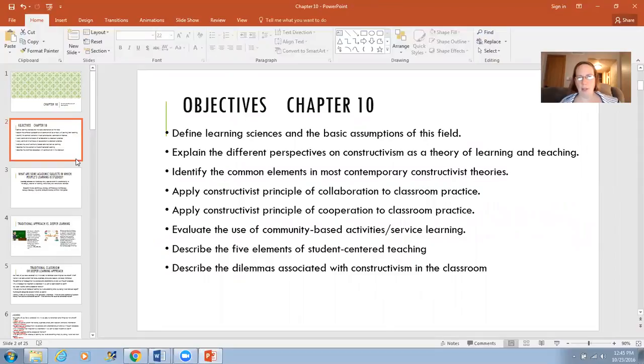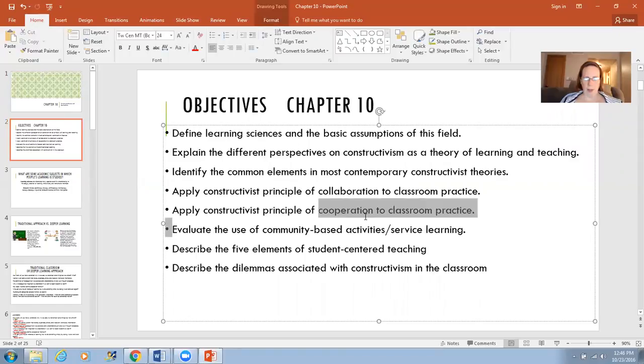the different perspectives on constructivism as a theory of learning and teaching, to identify the common elements in most contemporary constructivist theories, to apply the constructivist principle of collaboration to classroom practice, to apply the constructivist principle of cooperation to classroom practice, and to evaluate the use of community-based activities / service learning.